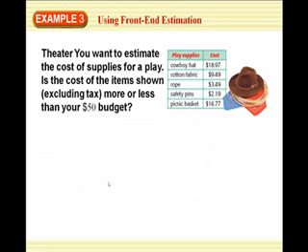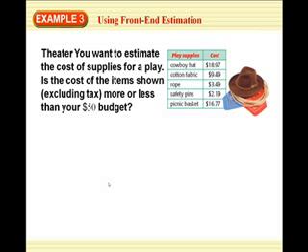There we go. Example 3. The theater wants you to estimate the cost of supplies for a play. Is the cost of the item shown excluding tax more or less than your $50 budget? Well, one thing that you can do is a thing called front-end estimation.